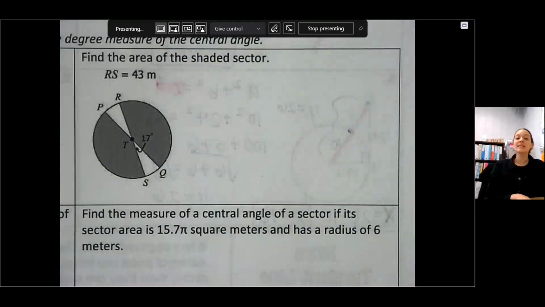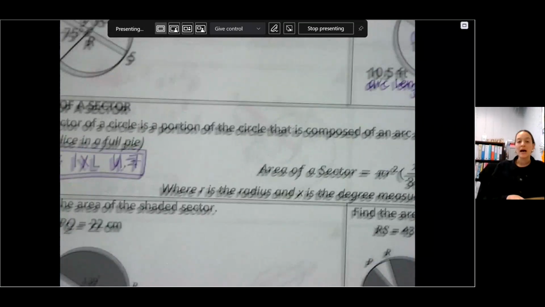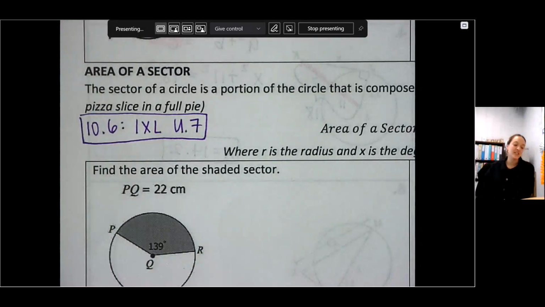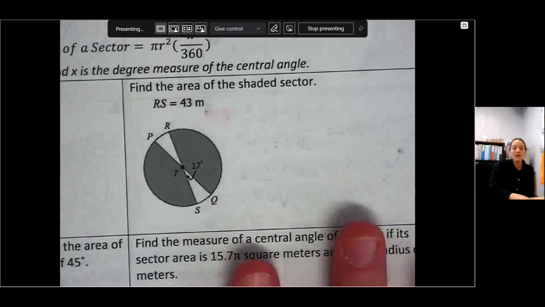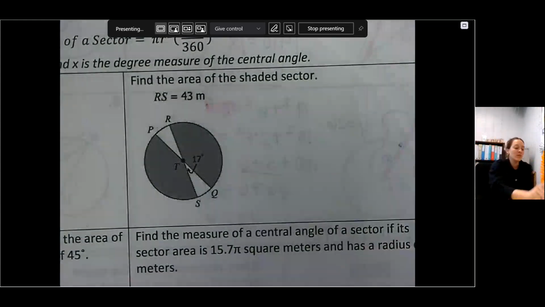All right, now this time we are talking about area of a sector. So again, if you think about a pizza, a sector of a circle is a portion of the circle that's comprised of an arc and its 2 radii. In other words, if you think about a slice of pizza, the full amount of pizza that you're actually eating is the sector area, whereas the arc length is the crust, the part on the outside.